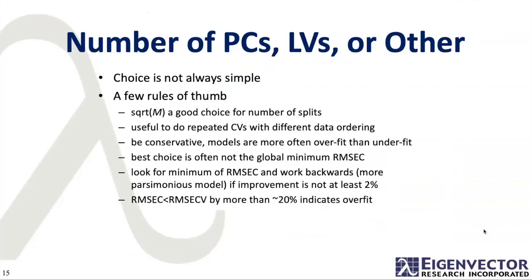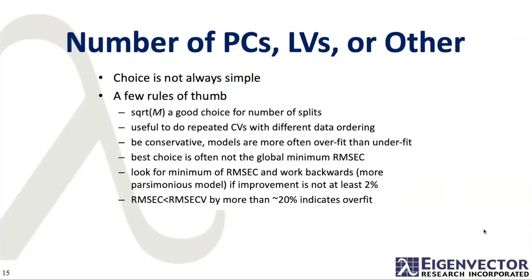And look to see if your error of calibration is less than your error of cross validation by more than about 20%. That'll indicate overfit. That number is the overfit number. The more data you have, the smaller that percentage of concern would be. The less data you have, the bigger. 20% is kind of for medium-sized data sets.